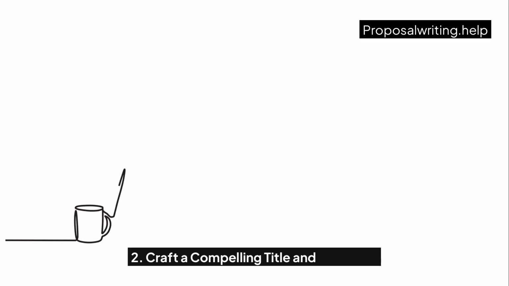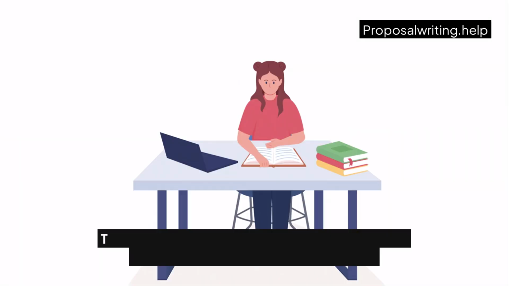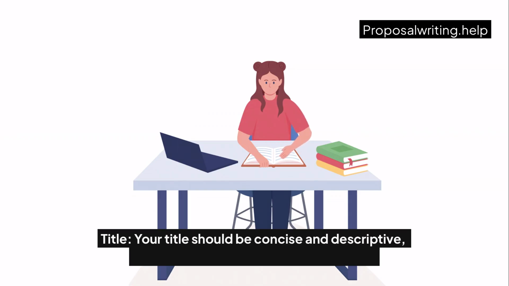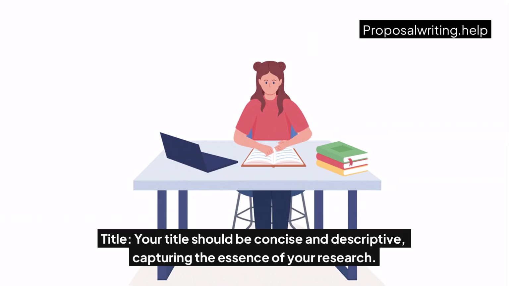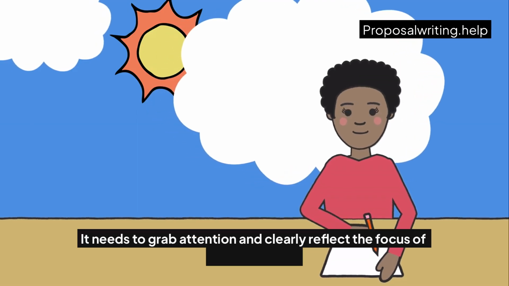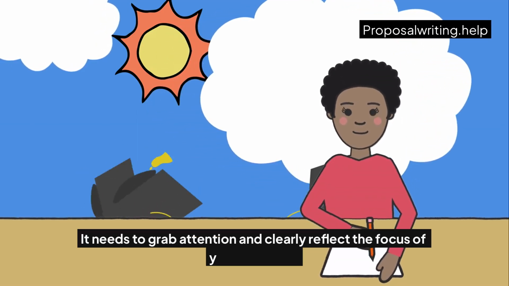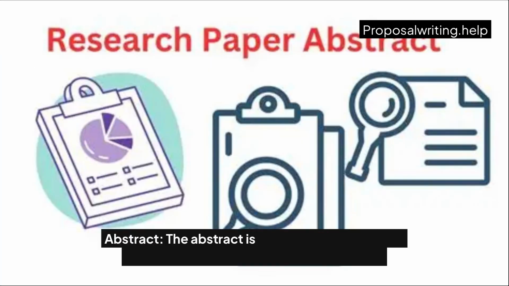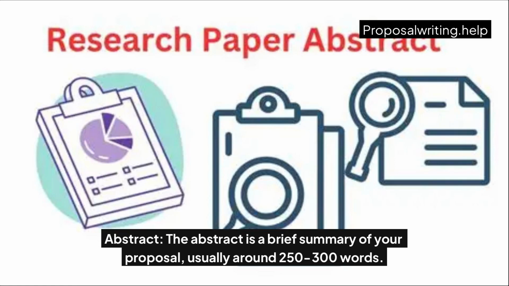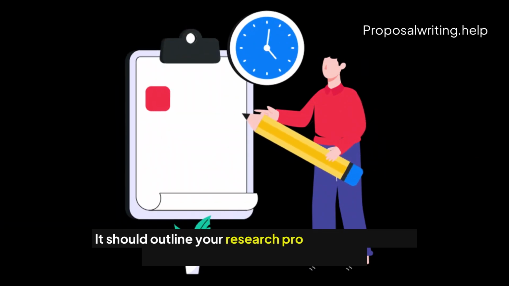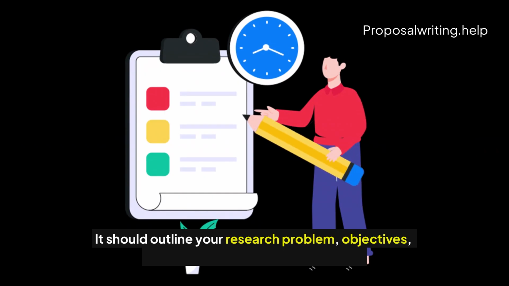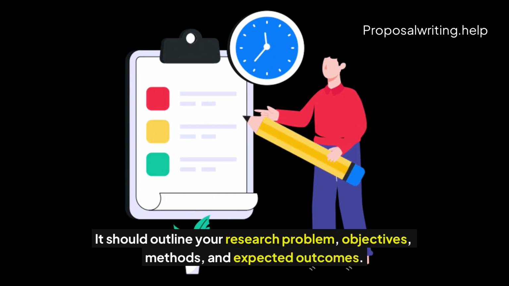2. Craft a compelling title and abstract. Title: your title should be concise and descriptive, capturing the essence of your research. It needs to grab attention and clearly reflect the focus of your proposal. Abstract: the abstract is a brief summary of your proposal, usually around 250 to 300 words. It should outline your research problem, objectives, methods, and expected outcomes.